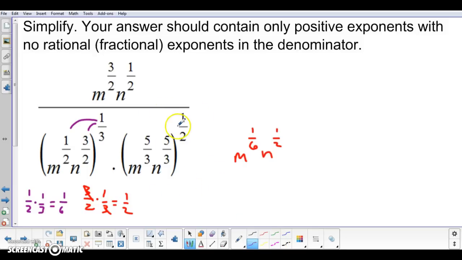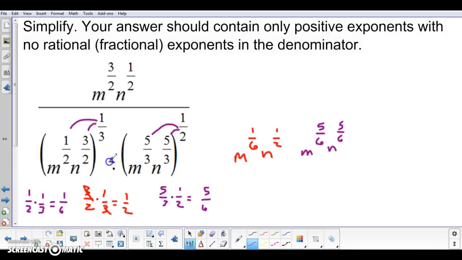We'll take the 1/2 and apply it to both parts here. Again, these are different bases. I can't add their exponents together. Multiplying exponents, I take 5/3 times 1/2. That's going to be the same thing for each, so I'll only have to do this once. 5 times 1 is 5. 3 times 2 is 6. So m to the 5/6 and n to the 5/6.